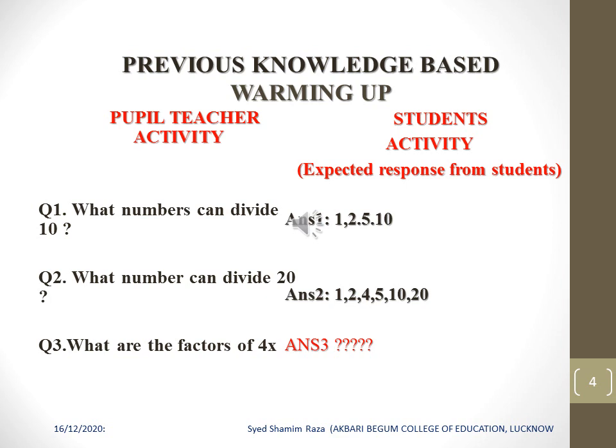First of all, we can start with what are those numbers which can divide 10. There can be various numbers which divide 10. It can be 1, 2, 5, or 10 itself. In another question we can ask, what are those numbers which divide 20? Similarly, we can say that 1, 2, 4, 5, 10 and 20 are those numbers which divide 20.